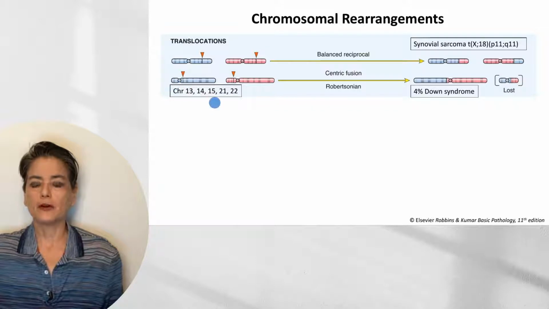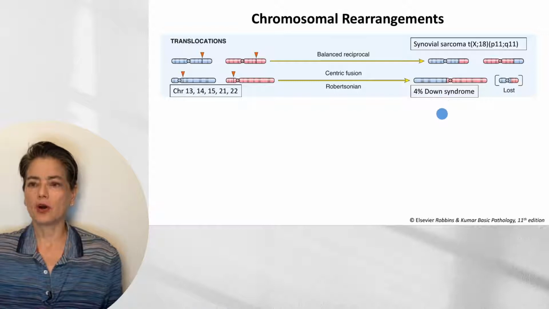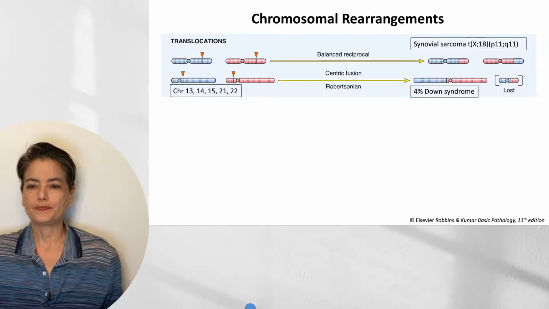You can see them listed here. And this is relevant for human disease. For example, if we get a centric fusion of chromosome 21, we're going to lose this material from the short arm, but this will have two copies of the long arm of chromosome 21. And then if this is in a gamete with the second wild type chromosome 21 from the other parent, that will lead to trisomy 21 and Down syndrome. Now, this is an uncommon mechanism by which Down syndrome arises, but worth being aware of.